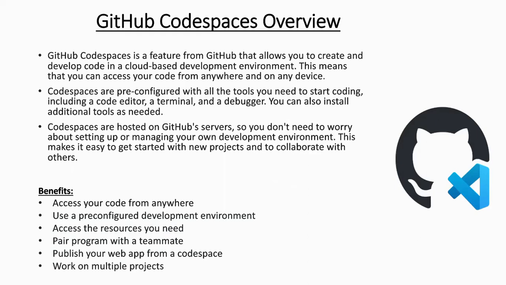It is a feature from GitHub that allows you to create and develop code in a cloud-based development environment. It means you can access your code from anywhere and on any device. It is pre-configured with all the tools you need to start coding, including code editor, terminal, and debugger. So it will have the default editor as Visual Studio Code. Whenever you open the codespace, Visual Studio Code will be opened in a browser.